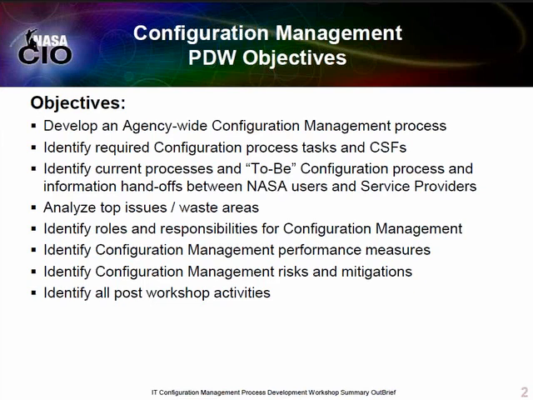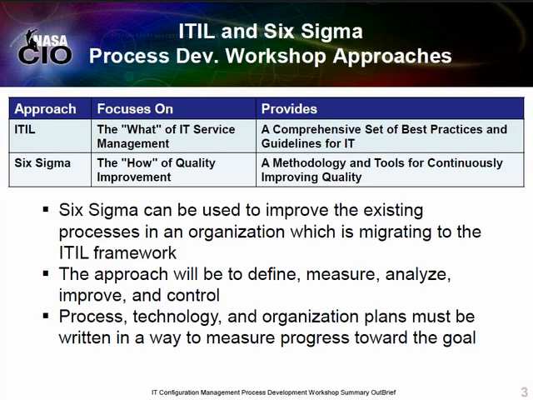We looked at the as-is, the way people identified or interpreted configuration management across the centers. Tried to identify a to-be process. We also looked at just a core model associated with configuration management, and we'll get into that in a little while. We looked at some of the top issues, some of the typical waste areas, some of the critical roles and responsibilities for configuration management, even the performance measures, risks and mitigations, and the development of a post-workshop activity plan. Now, these are all things that we've done in all the other workshops, and they held true for this one as well.